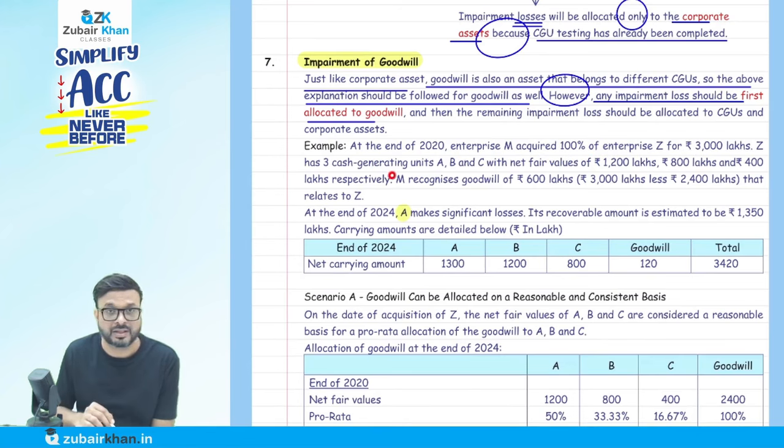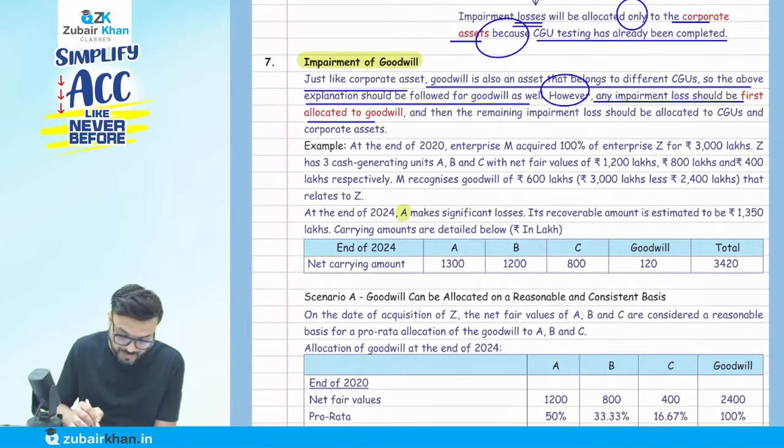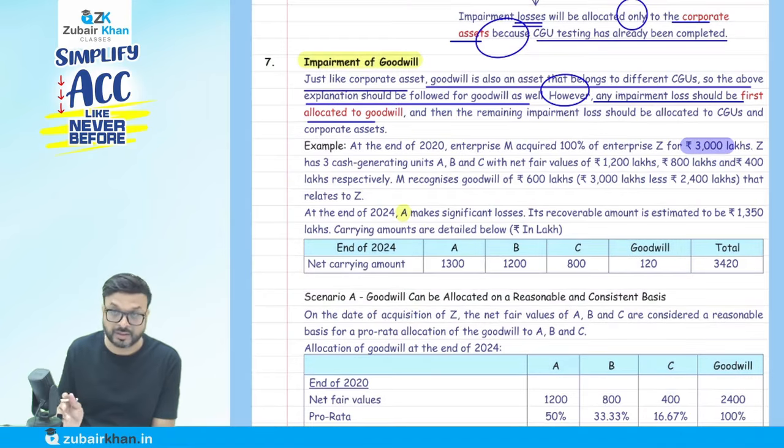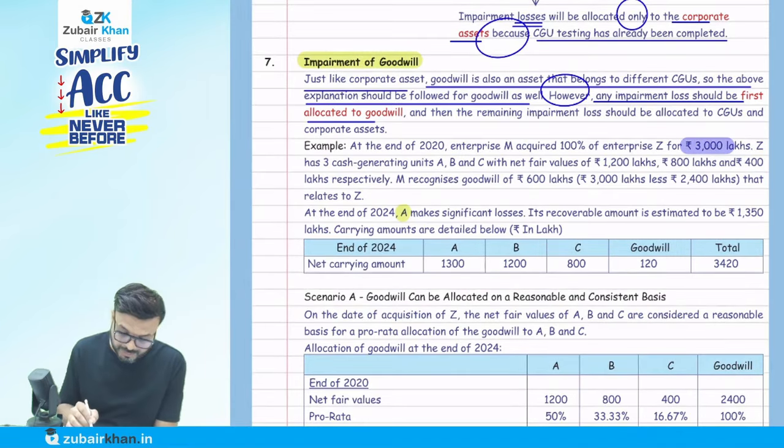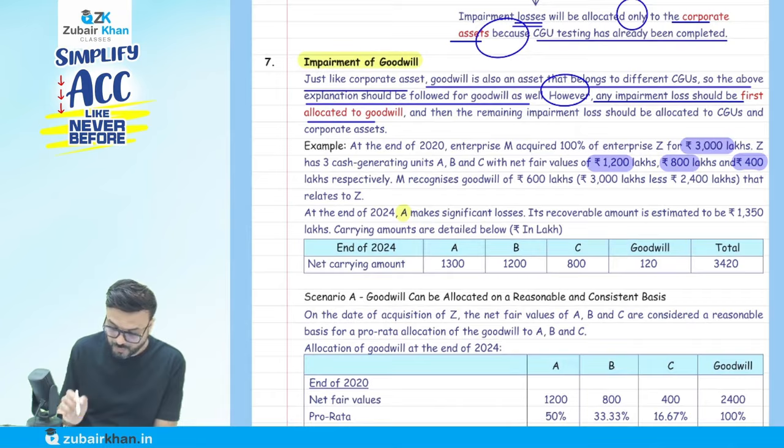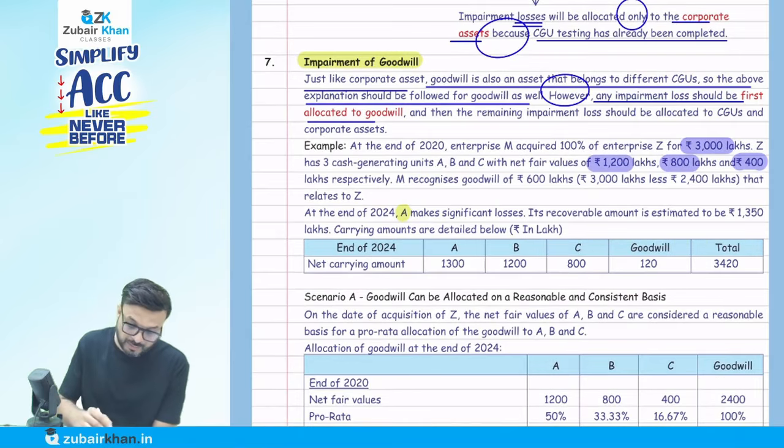Z has three cash generating units A, B and C with net fair value 1,200, 800 and 400 lakhs respectively. M recognized goodwill. How have they recognized the goodwill here? The price that we paid is 3,000 lakhs. We purchased the units with values 1,200, 800 and 400, so we paid 3,000 here.